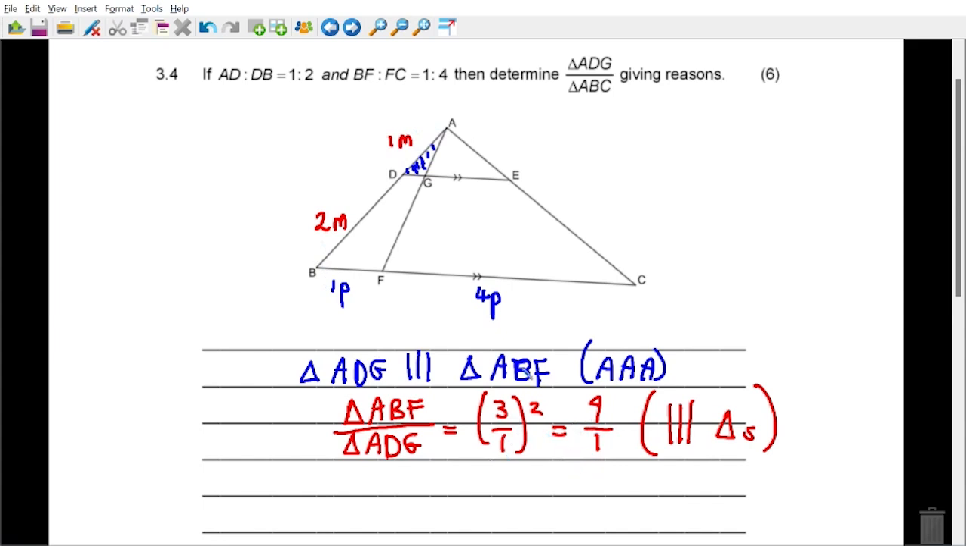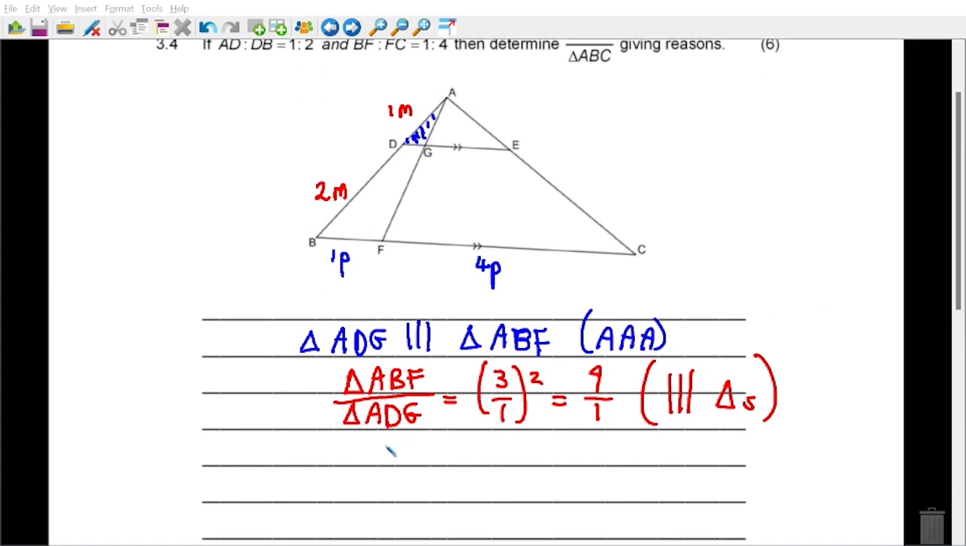Okay, so what I'm going to do now is I'm going to let the little triangle there, this little one at the top, have an area of A, 1A. Now that means that the whole triangle ABF is going to be 9 times bigger. That's actually going to be 9a.